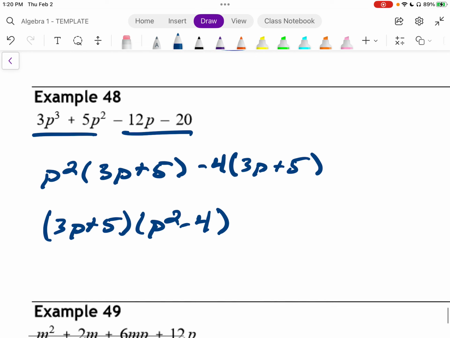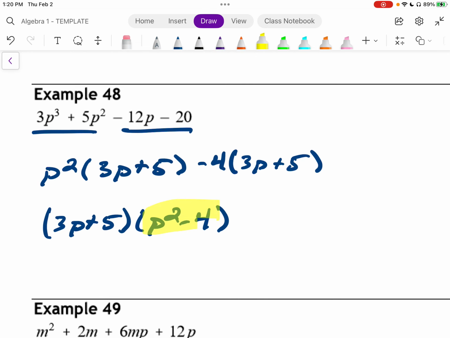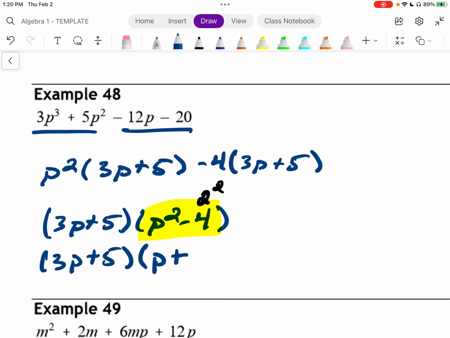Now, I'm tempted to just circle this as my answer, but we're actually not done yet. This guy right here, that is a difference of 2 squares. 4 is 2 squared. So this can break apart once more to be 3p plus 5. And then the second piece is p plus 2, p minus 2.